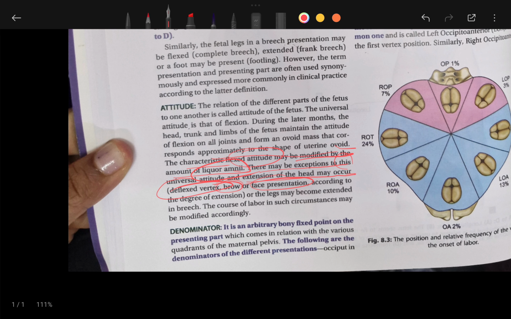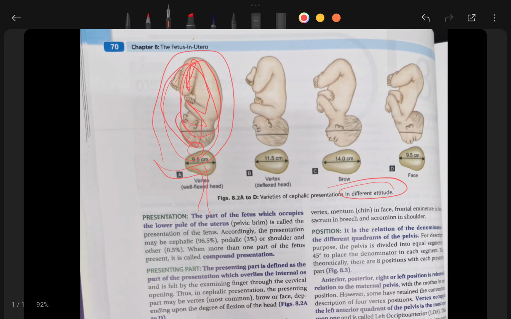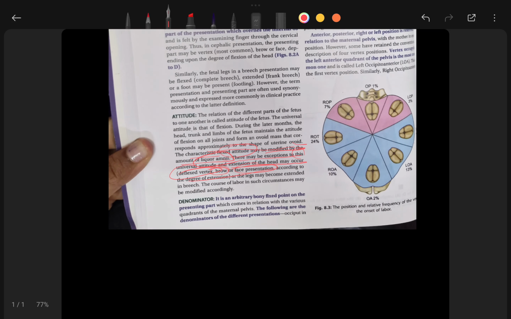Deflexed, vertex, brow, and face presentation, according to the degree of extension. You can see the completely flexed head, you will see the vertex as the presenting part. If not fully flexed, the deflexed head, you also see the vertex, but if it is extended, you see the brow or face presentation. Depending upon the degree of flexion and extension, the presenting part may vary.